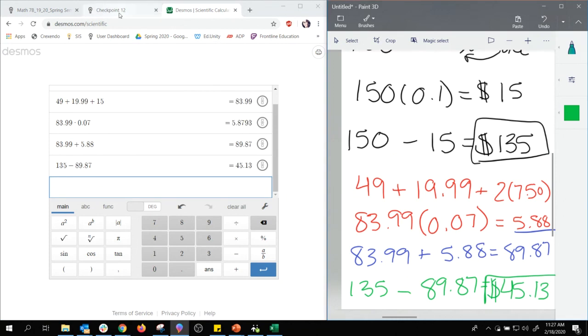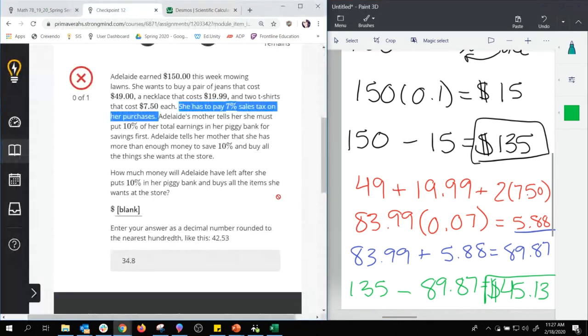So $45.13. That's pretty good. She has a decent amount left over.